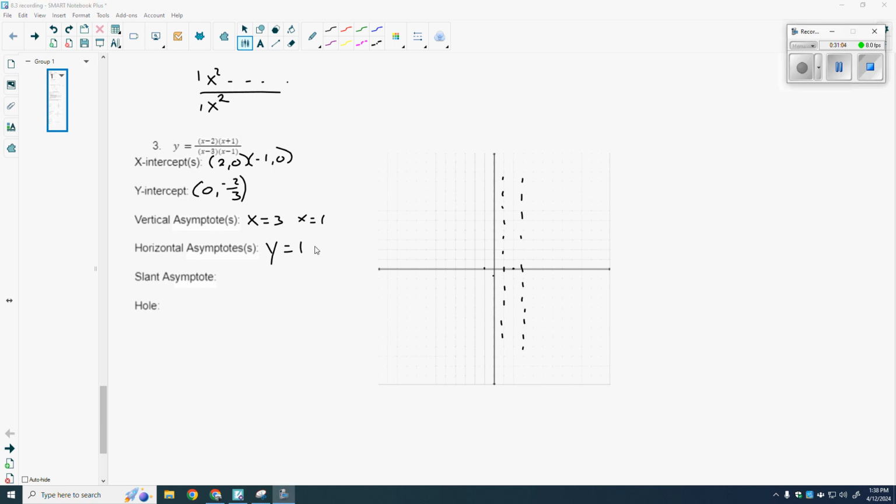That's probably going to be the hardest part, okay, is just trying to determine the horizontal asymptote. One of the hardest parts. Okay, so I have a horizontal asymptote cruising across here at y equals 1. I have x-intercepts there, I have x-intercepts there, and so on.